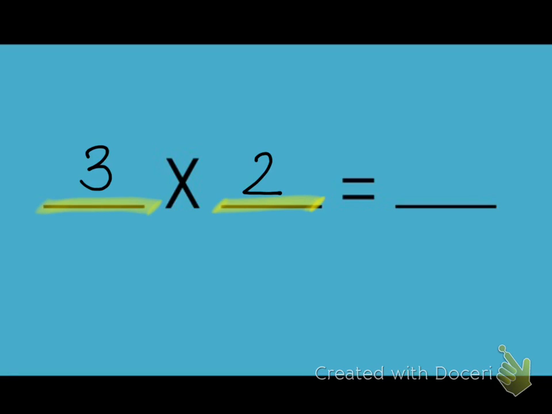This means I have 2 groups of 3 Smarties. To get the answer, you add your groups together. 3 plus 3 equals 6. So, 3 times 2 is 6.